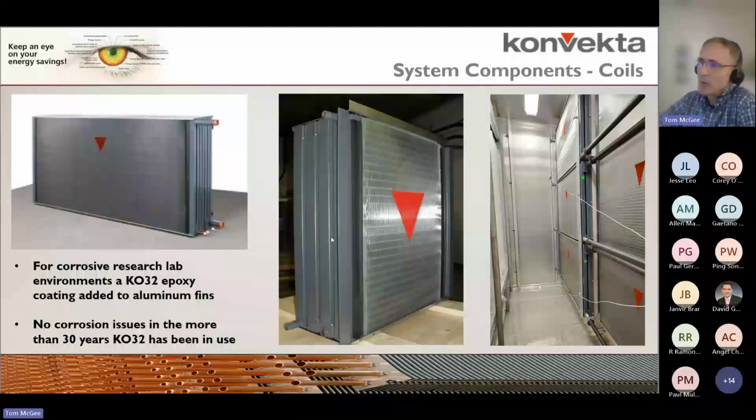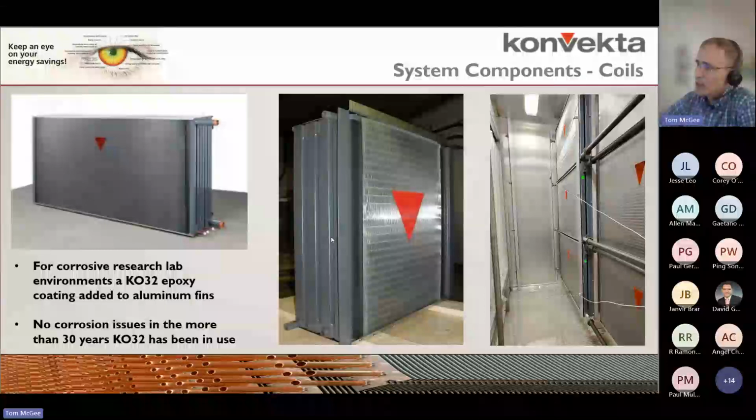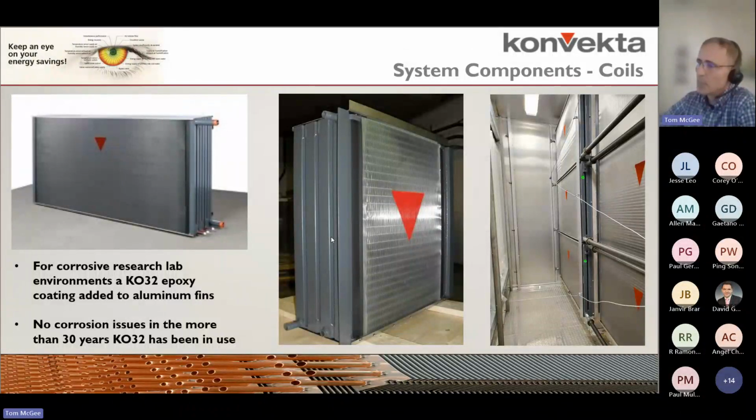This just shows a few pictures of our coils. On the right, that's our coils installed in an air handling unit, so that's 2 wide by 3 high type configuration. The middle picture is a coil that's come off the assembly line, getting ready to be packaged and then shipped to a destination. And then the left is just another picture of our coil.